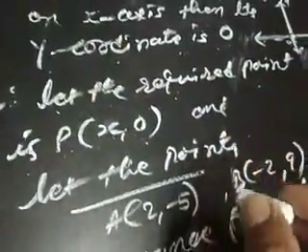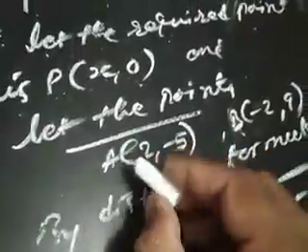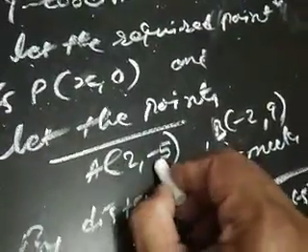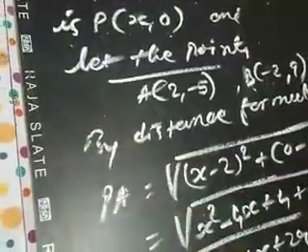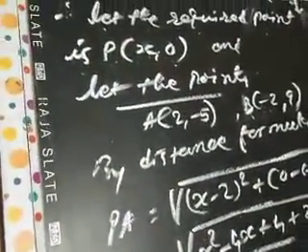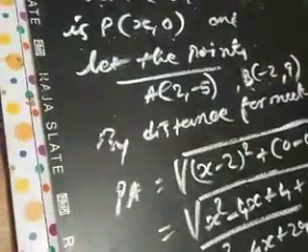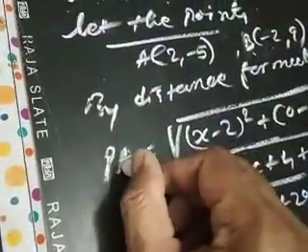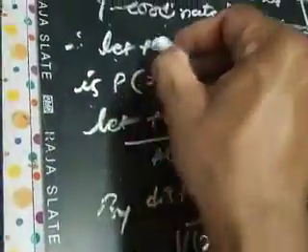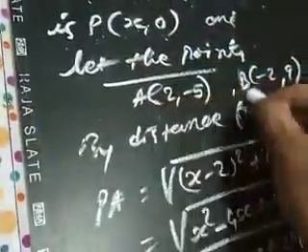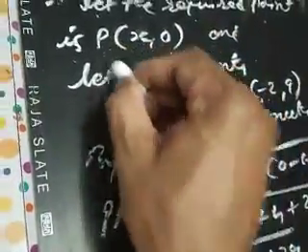Let the given points be A(2, -5) and B(-2, 9). Then we find the distances, because the point on the x-axis is equidistant. So we find PA and then PB, because this point is equidistant from the two given points: one distance is PA and the other distance is PB.